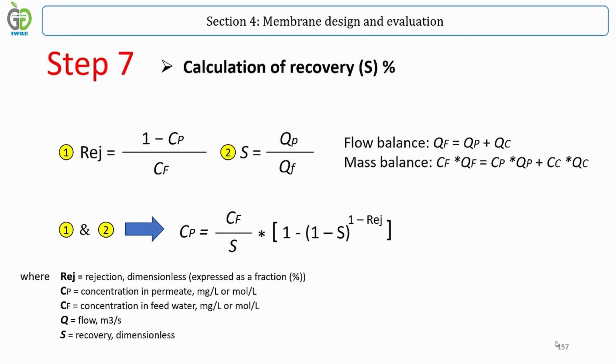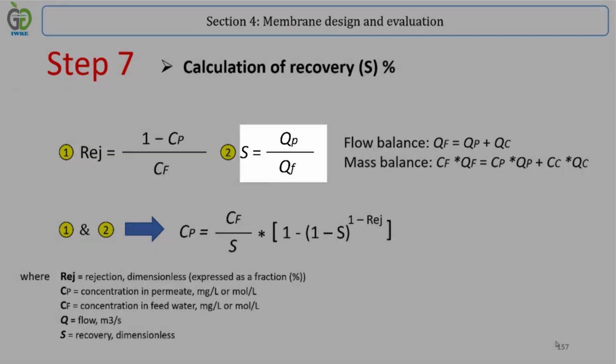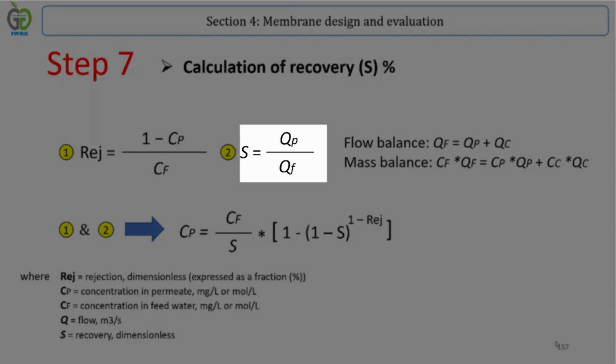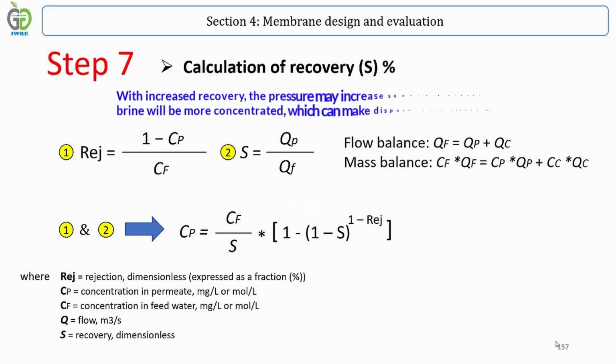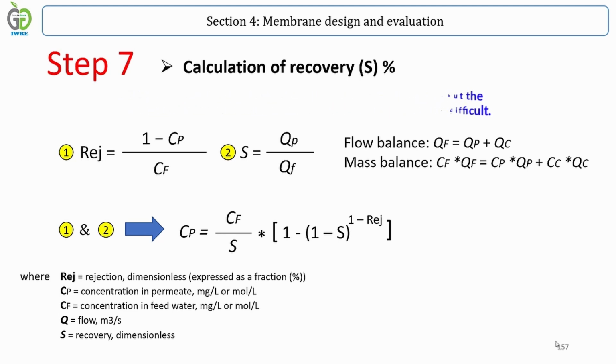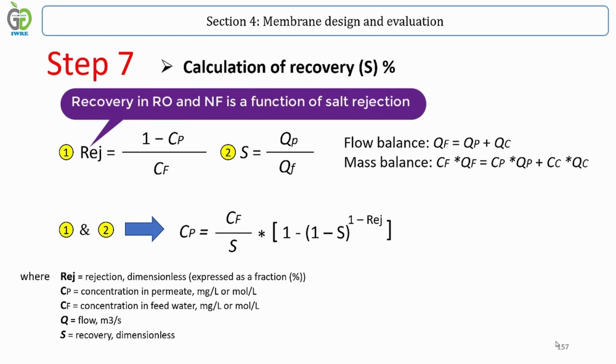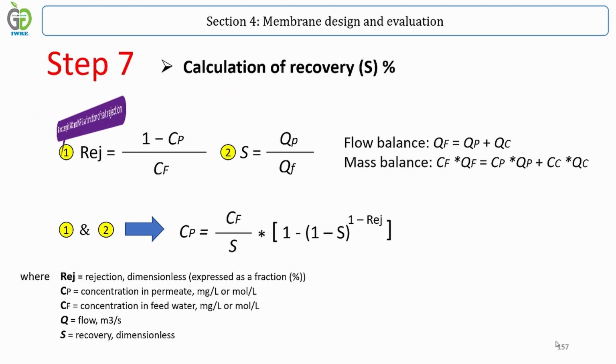Step 7. Calculation of recovery. Recovery is the ratio of permeate flow to feed water flow and is calculated with this equation. With increased recovery, the pressure may increase somewhat, but the brine will be more concentrated, which can make disposal more difficult. As a matter of fact, recovery in reverse osmosis and nanofiltration is a function of salt rejection.